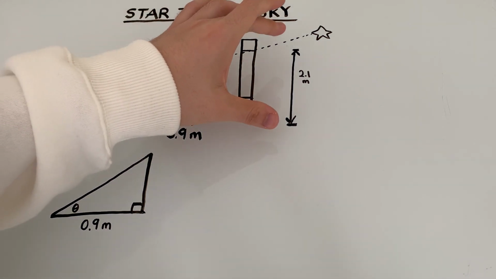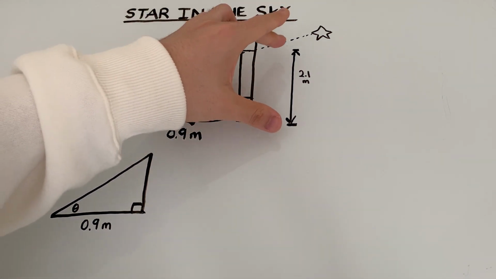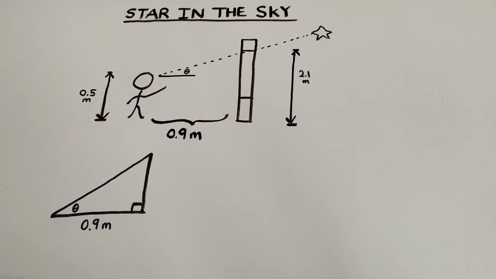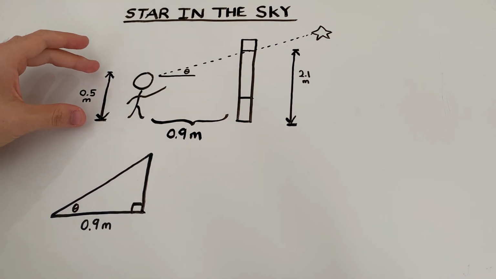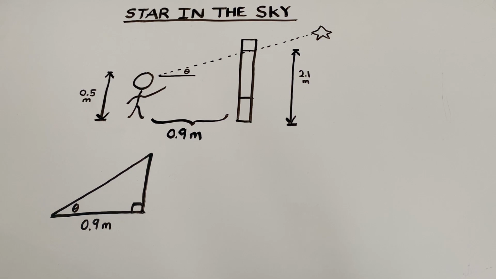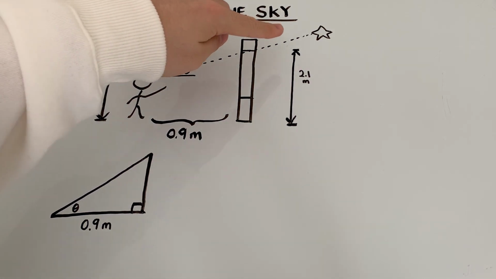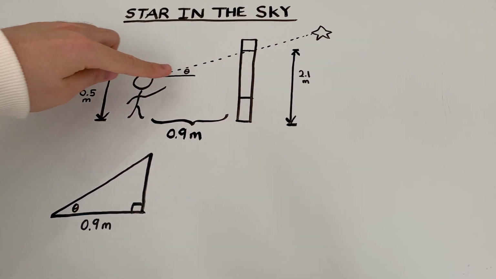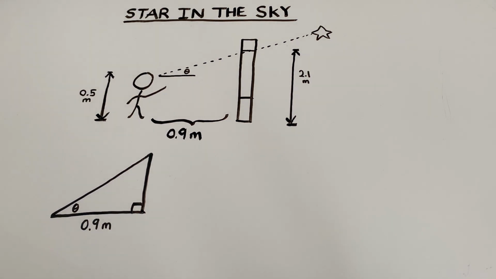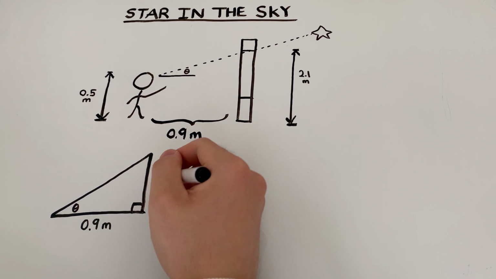And since the distance from the bottom to the top of the window is 2.1 meters and the child is 0.5 meters tall, that means the distance from the top of the window to the child's eye level is 2.1 minus 0.5 meters, which is 1.6.